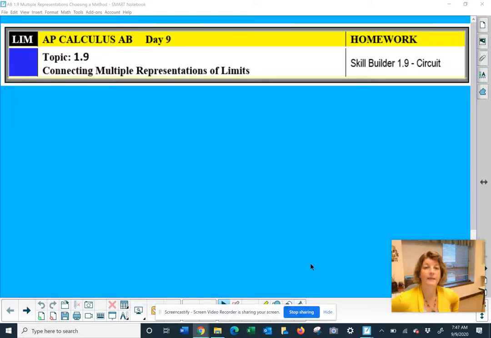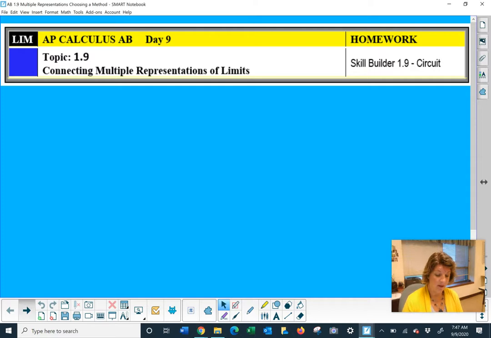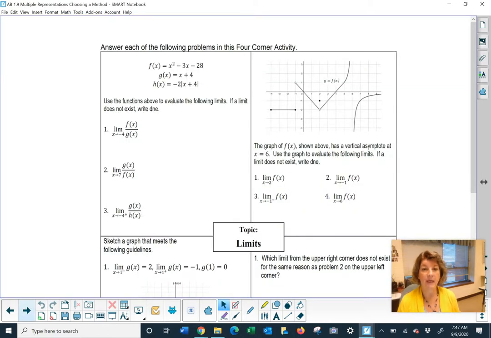Okay, let's look at section 1.9 today. And 1.9 is all about multiple representations. This one you're going to see kind of a summary of what we have done up to today, including factoring, substitution, graphing, reading tables, and graphing.